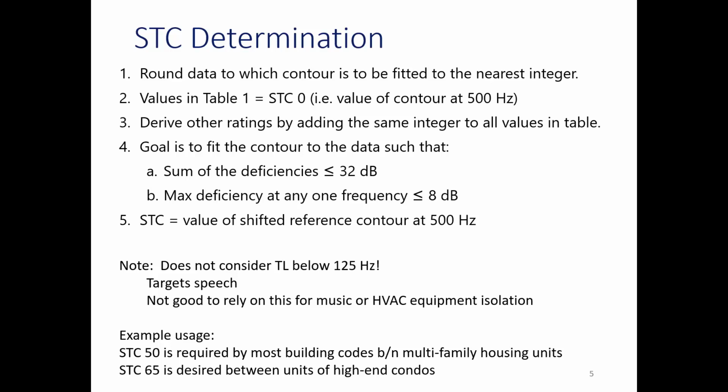Example usages: STC 50 is what building code requires between multifamily housing units. STC 65 is more what you would want between units of high-end condos, or the sky could be the limit if you're trying to isolate a place where music's going to be performed, or movies with something that's going to produce a lot of low frequency during the explosions, or if there's big mechanical equipment, then STC 65 or higher is what you'd like.